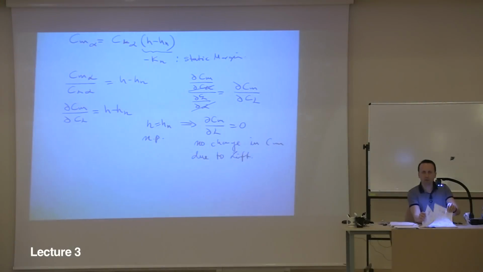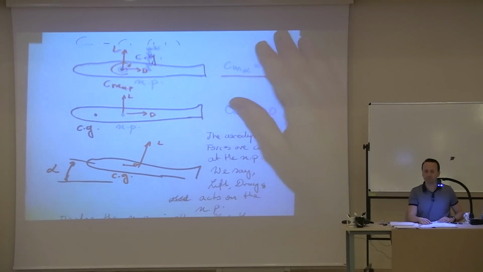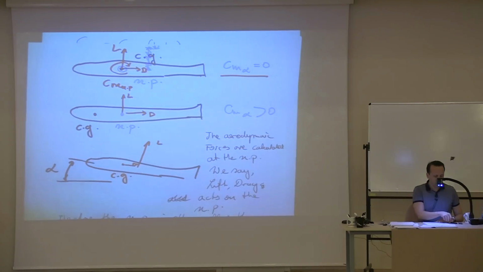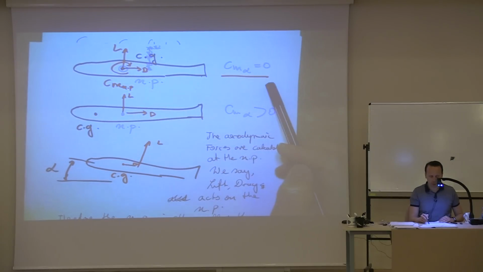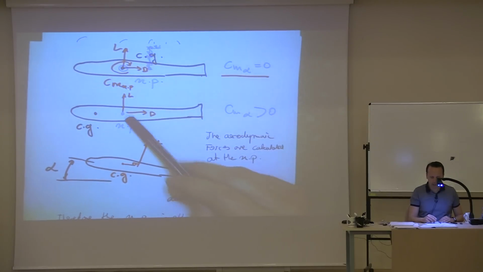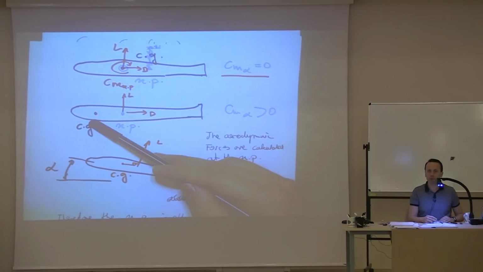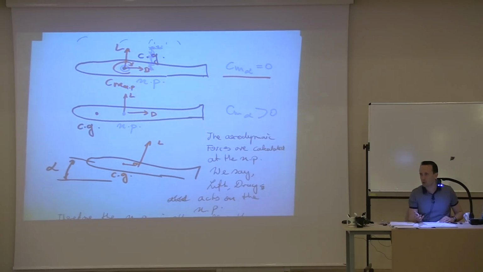There was one more question about this one here, and I think it's a good question. Listen. We say the lift and drag must act on the neutral point if the CG is over here, so that CM alpha is equal to 0. But how can I still say that lift and drag is acting on the neutral point if the CG moves to the front? The reason is that the lift and drag is only a function of the geometry. It's not a function of the CG.